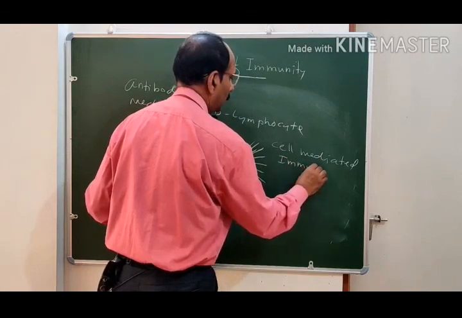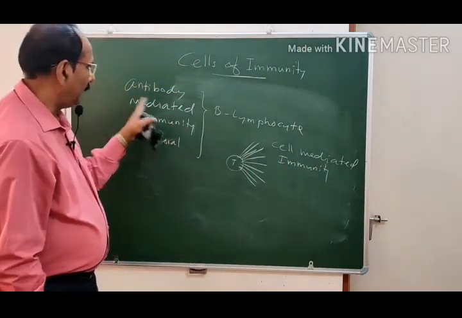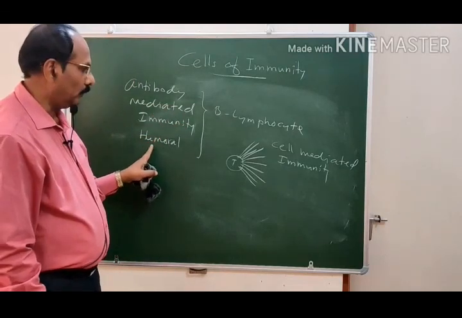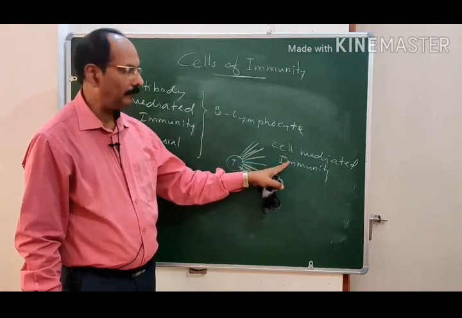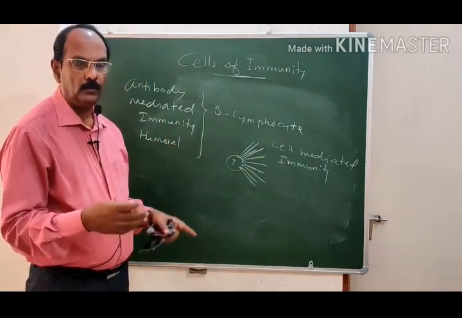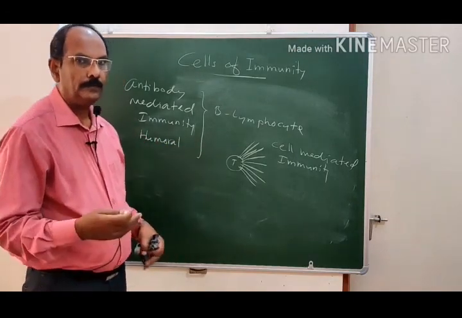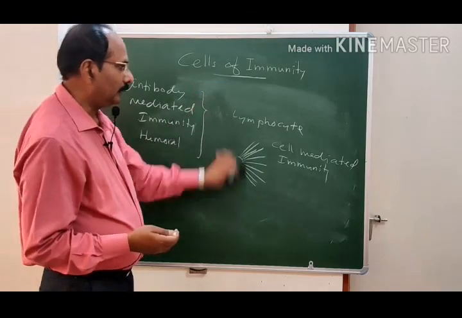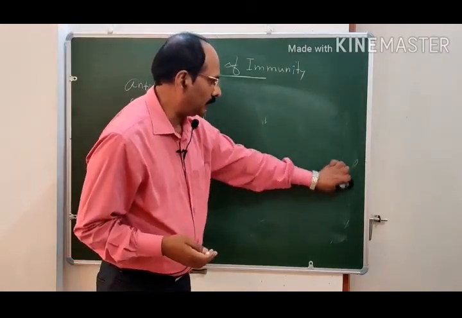So the immunity provided by B lymphocyte is known as the antibody mediated immunity, or humoral immunity, and the immunity provided by the T lymphocyte is known as cell mediated immunity. So these are the lymphocytes. Then there is one more cell for the protection of the body, that is called the antigen presenting cells. What are the antigen presenting cells?